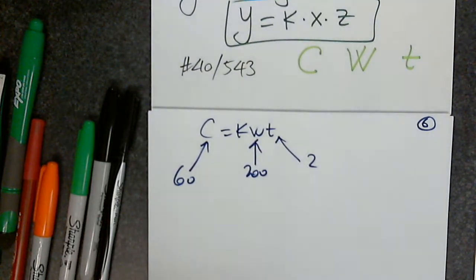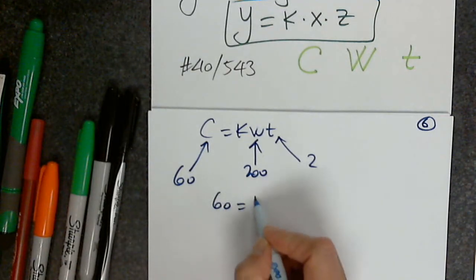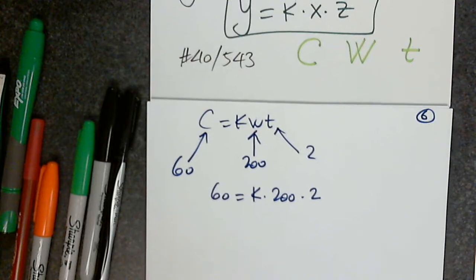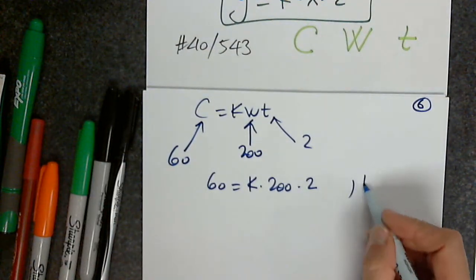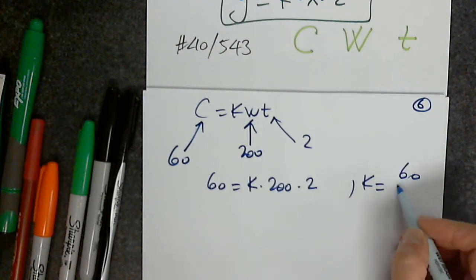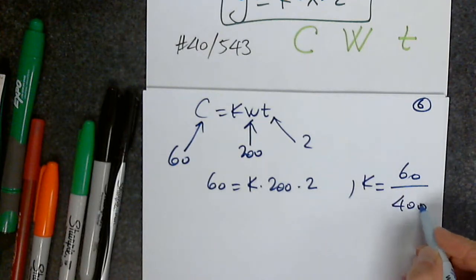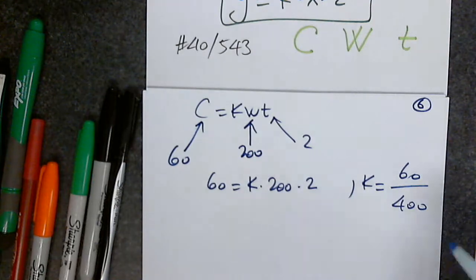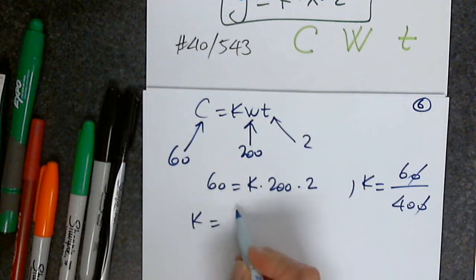To find the constant, so then 60 equals k times 200 times 2. It turns out that k equals 60 divided by 400. Of course, I'll simplify. I'll simplify by 10, and I'll simplify by 2. So k equals 3 over 20.